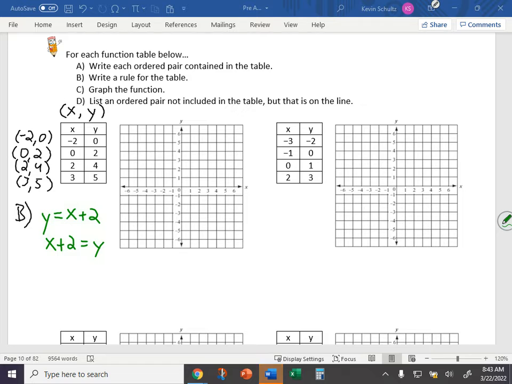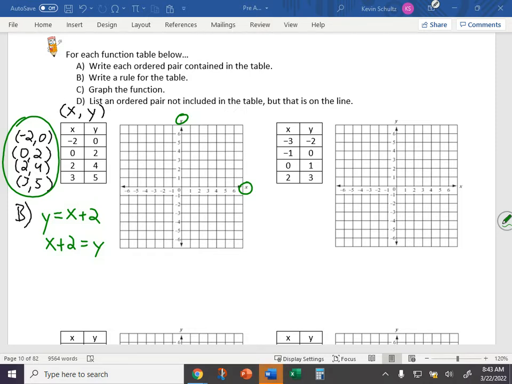Letter C now, graph the function. This is where we take these four ordered pairs that we have here, and we put them on the coordinate plane. Now, all of these coordinate planes have the x-axis and the y-axis labeled for you. Not all of them in the future will. So you do need to know which is x, which is y. That's going to help you know where to plot one.